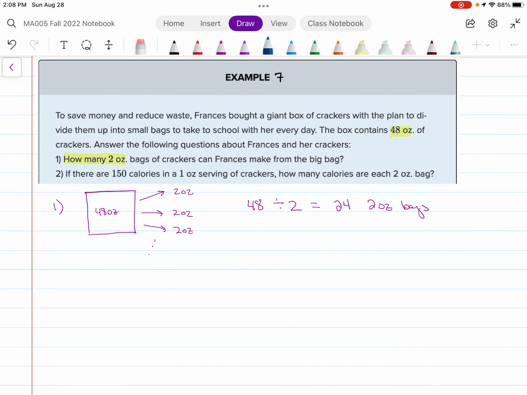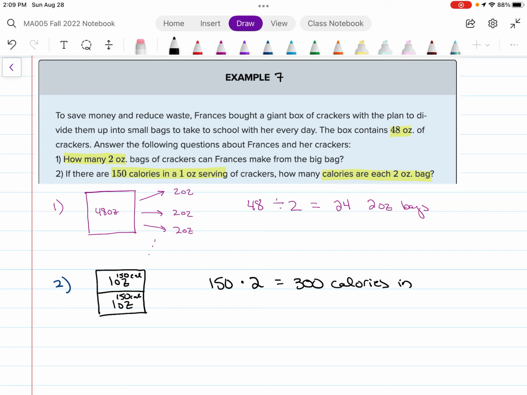All right, let's see. The second one, if there are 150 calories in a 1-ounce serving, how many calories are in a 2-ounce serving? So basically, another way to think about this is with a picture. Here we've got a 2-ounce serving, and we want to know how much is in each 1-ounce serving. If there are 150 calories in each 1-ounce serving, hopefully you can see that it's going to be 150 times 2 for 300 calories in a 2-ounce serving.